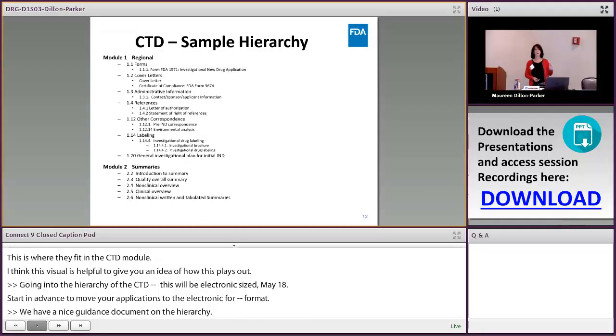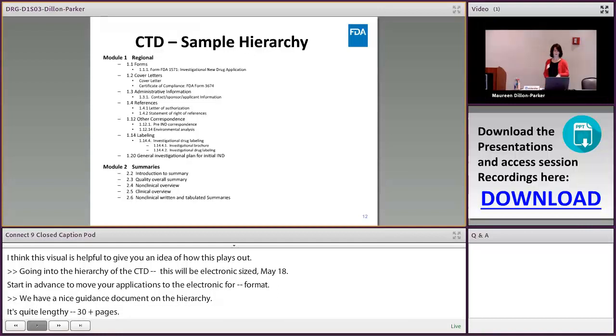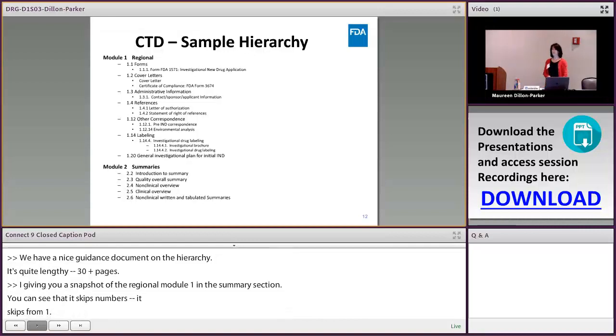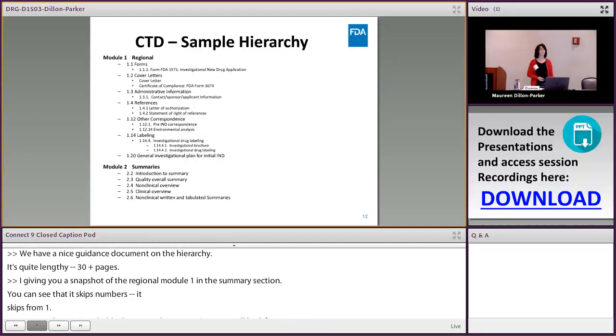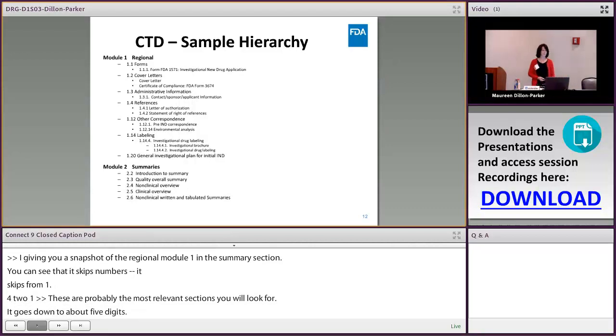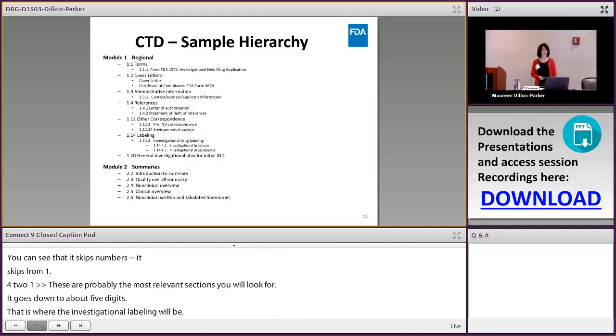I've just given you a snapshot here, basically of the regional Module 1 and then the summary section. You can see it skips numbers, so you have 1.1, 1.2, and then all of a sudden it skips from 1.4 to 1.12, and that doesn't mean those sections don't exist. It's just that for your initial IND, these are probably the more relevant sections that you're going to be looking for. And then it goes down to about 5 digits, 1.14.4.2 is where your investigational labeling will always be placed. So that gives you a little bit of flavor of what the CTD backbone looks like and how the index works, but do go and look at those documents when you're putting together your IND.